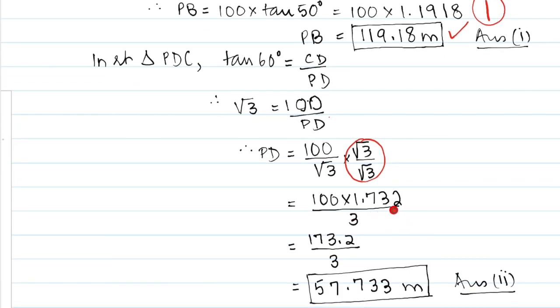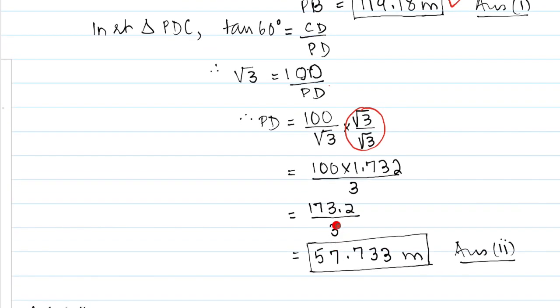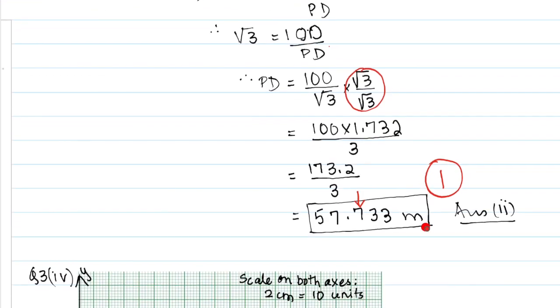Okay. So after rationalizing, we will get 173.2 upon 3 and then we divide by 3 and you can round off to 1 decimal place also. But I have written here 3 decimal places, 57.7 meter also you can write, and that is for a 1 mark. Okay, so that's how we get our 3 marks.